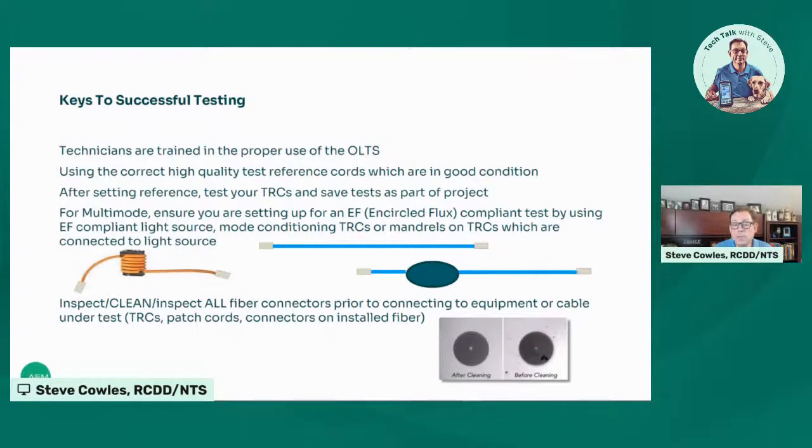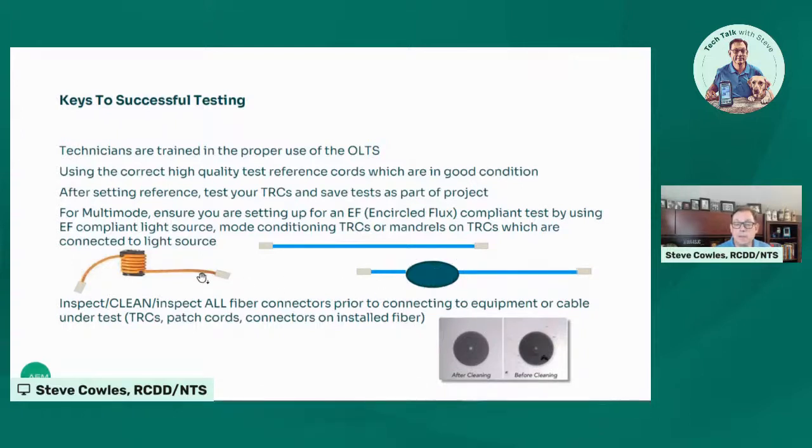So some testers, like the AEM, are EF compliant at the light source. So the standard reference cable is what we use, a standard TRC. There's no mandrel in it, no mode conditioning puck, if you will, as part of the reference cord. It's a regular reference cord. Other units will use a mode conditioning reference cord that looks like this other drawing here, where you'll see an actual puck as part of it.